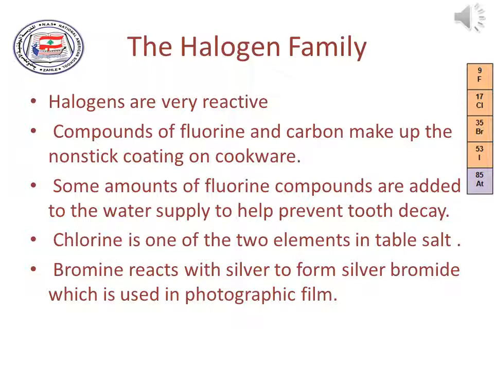Chlorine is one of the 2 elements in table salt. The other element is sodium. Also, another source of chlorine is calcium chloride, which is used to help melt snow. And bromine reacts with silver to form silver bromide, which is used in photographic film.